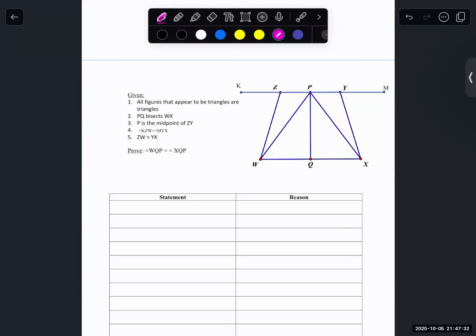So this one's got a few. So we've got PQ bisects WX. I've got P is the midpoint of ZY. I've got angle KZW is equal to angle MYX. And I've got ZW is equal to YX. A lot going on there.